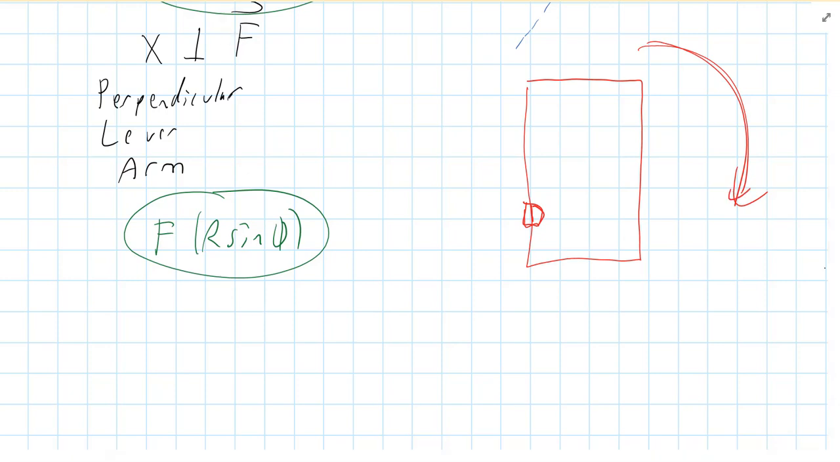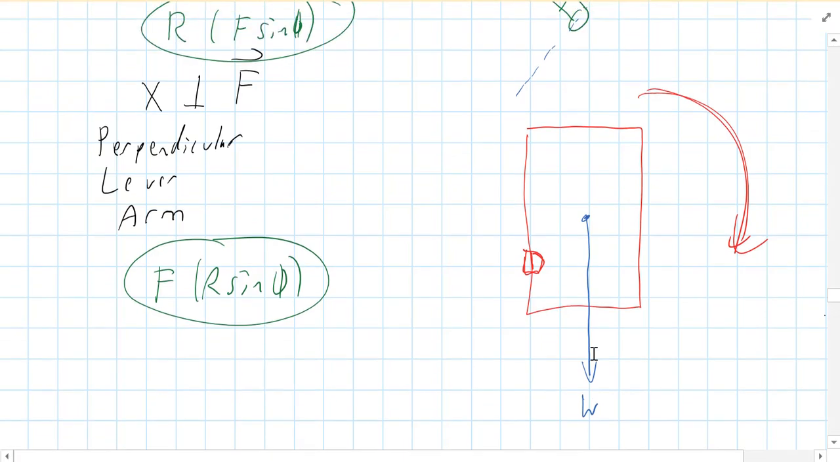Well, the force is the mass times gravity, the weight of the door at its center. So here is the weight of the door. That's what's causing the torque. That's trying to make it spin clockwise. Well, what if you wanted to try to do this first method?